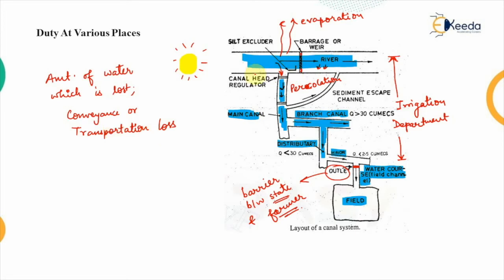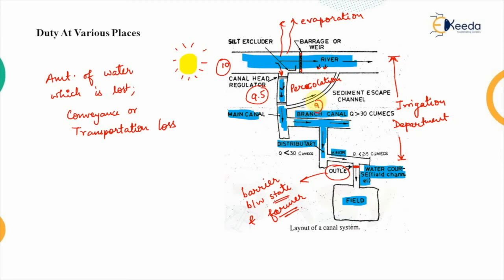So that means if we supply 10 units of water here, when it enters into the main canal, let's say 0.5 unit has been evaporated or percolated, that means only 9.5 will be flowing into the main canal. Then again 0.5 is lost because of the exposure to the atmosphere.